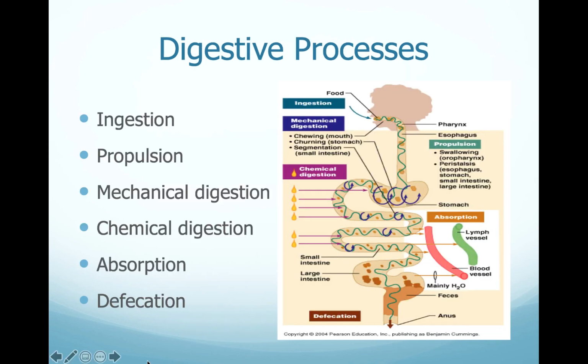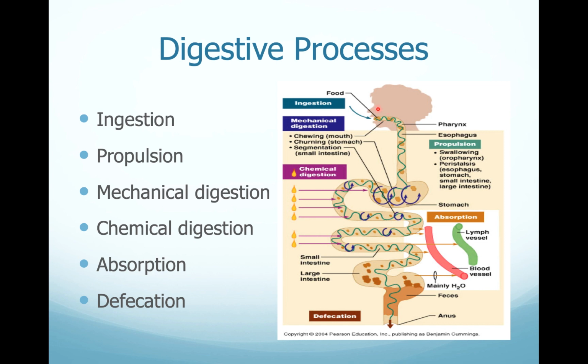So the digestive process is made out of a few major points, and that's going to be ingestion, propulsion, mechanical and chemical digestion, absorption, and defecation. The ingestion happens in the mouth where you do your mechanical digestion. And mechanical digestion is going to be a physical breakdown of food. An example would be you cutting up your steak is a way of mechanically breaking something down. Or you chewing a piece of meat to physically break it down.